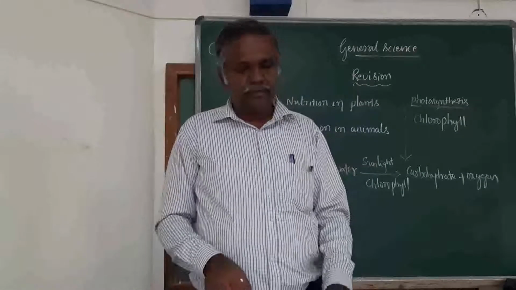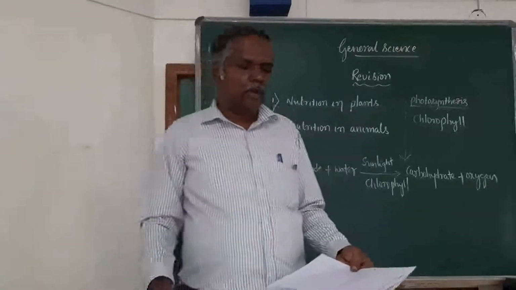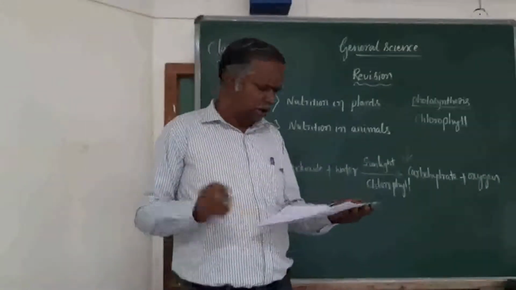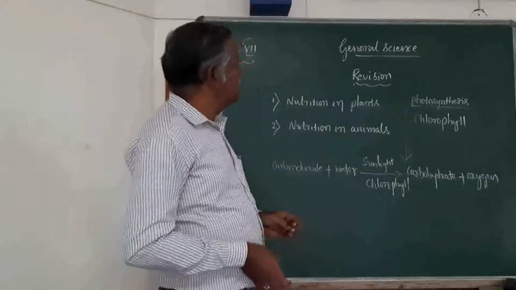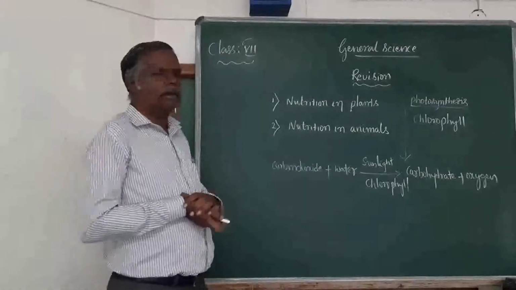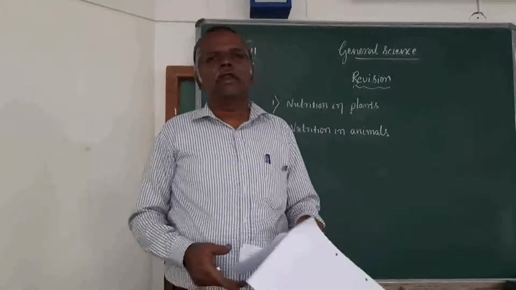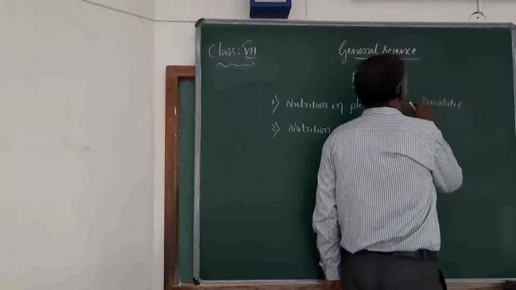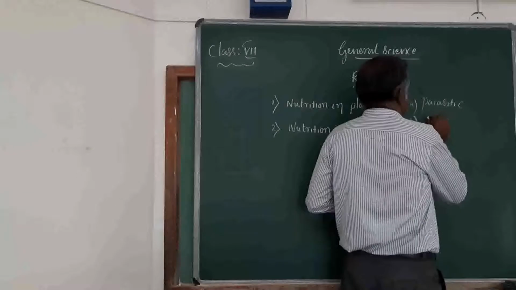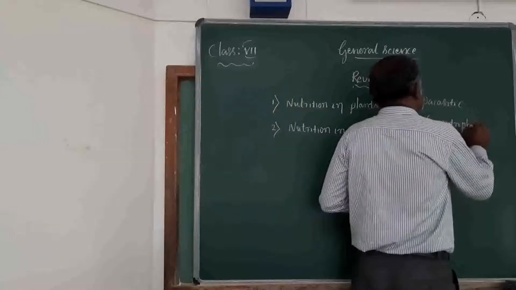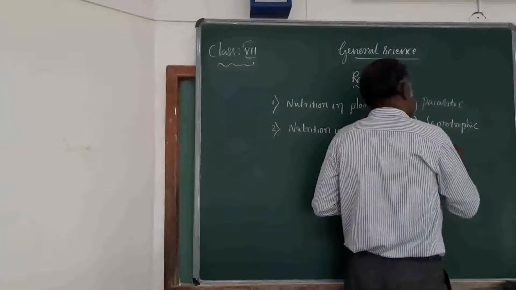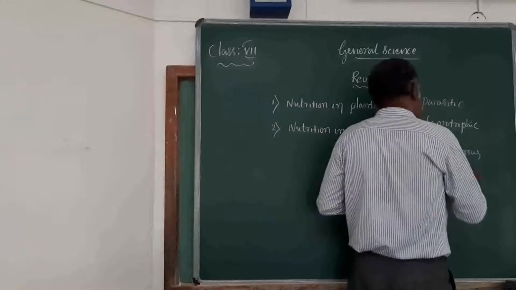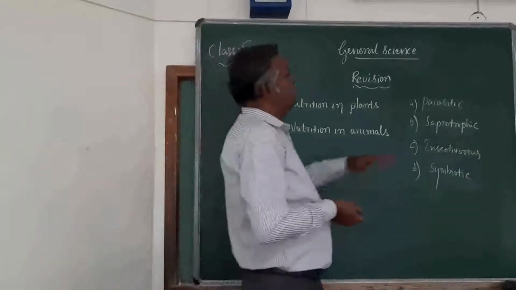Next point is to differentiate between autotrophs and heterotrophs. Already I told you, autotrophs prepare their own food. Heterotrophs means they depend on other animals or plants for their food. Next, in plants, some are parasitic, some are saprotrophic, some are symbiotic. In heterotrophic mode of nutrition, there are parasitic, and few are saprotrophic, and few are insectivorous, and few are symbiotic plants.